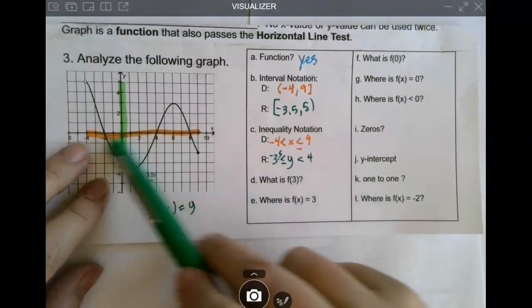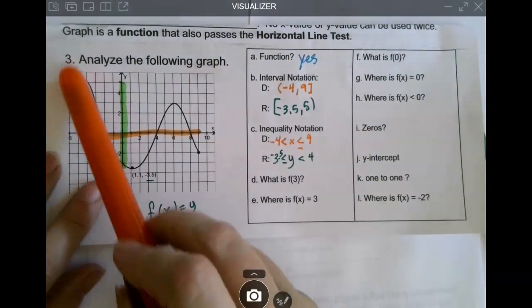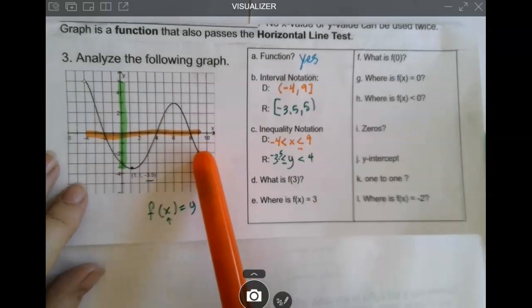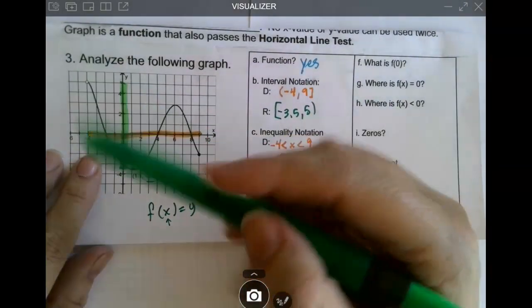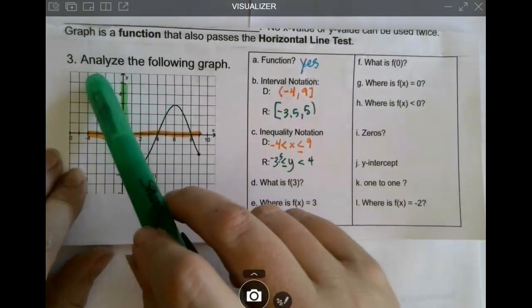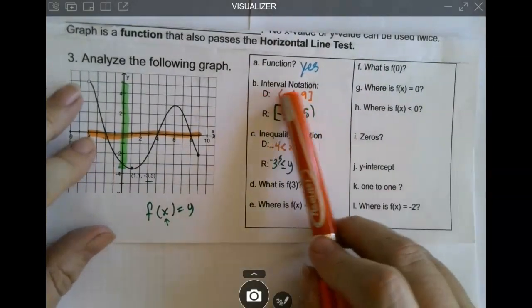Domain, we remember, goes this way. So I went in here and I drew from where it starts on this side, there's nothing here, then it starts right here, and then it goes all the way over till I get to here, and it stops right there. And then I did the range. I started here at the bottom where it starts, nothing below there, and I went up to where it stops right there.